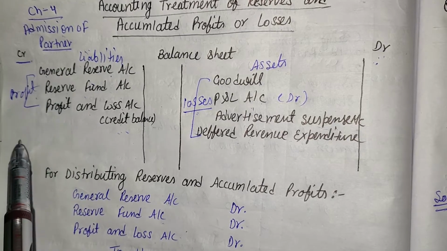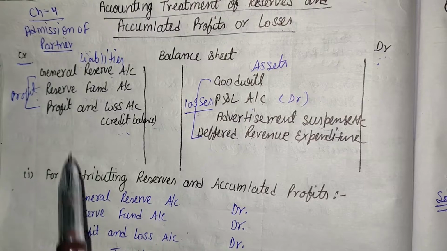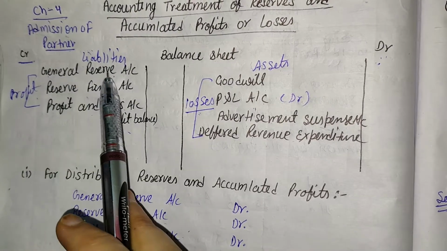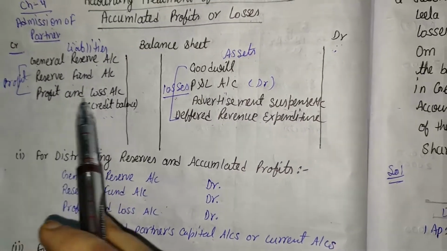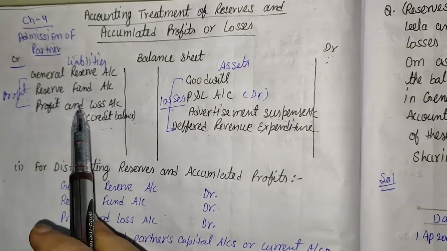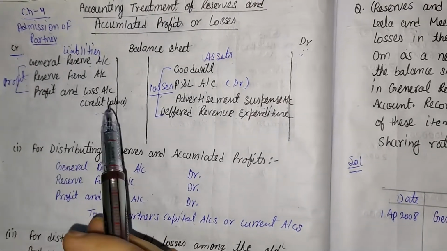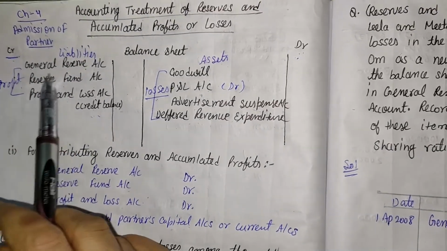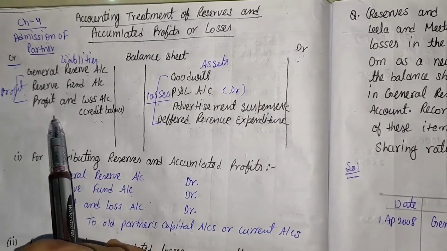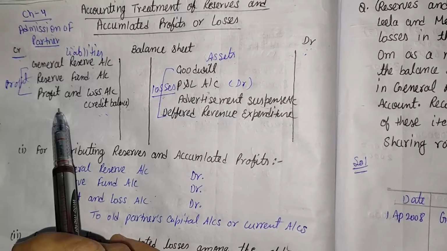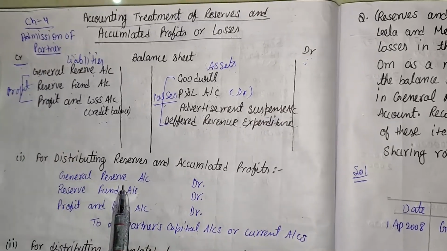So how can we deal with these items? We will do a journal entry. What is the journal entry in the case of profits? In the case of general reserve, reserve fund and profit and loss credit balance, that is a credit balance, so we should debit it. It is a reverse entry. If the information is on the credit side, we should debit the partners' capital accounts in the old ratio. Here general reserve is on the credit side, so we should debit it.